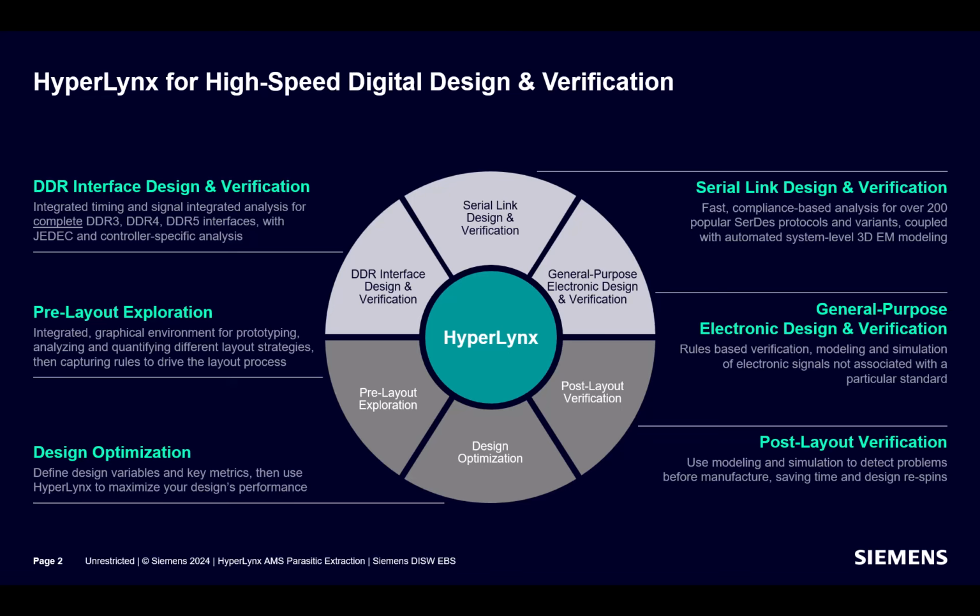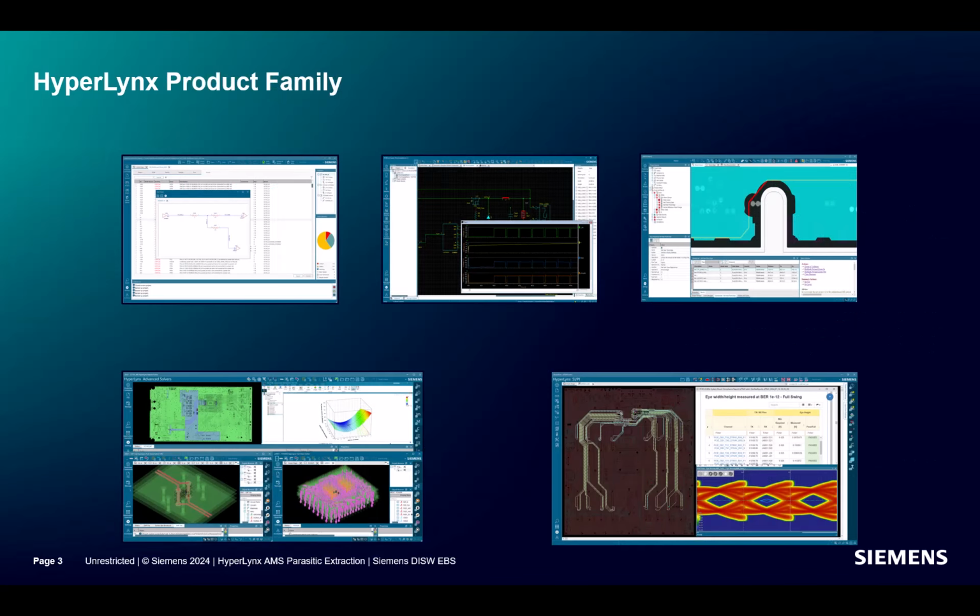There are three main design application areas for Hyperlinks: DDR interface design and verification, serial link design and verification, and general-purpose signal and power integrity, which overlap with some of the capabilities we'll discuss here. Hyperlinks products include Hyperlinks schematic analysis, which automates parametric checks, eliminating the necessity to manually review complex schematics. Hyperlinks AMS, a powerful circuit simulator for analyzing complex analog and mixed signal designs.